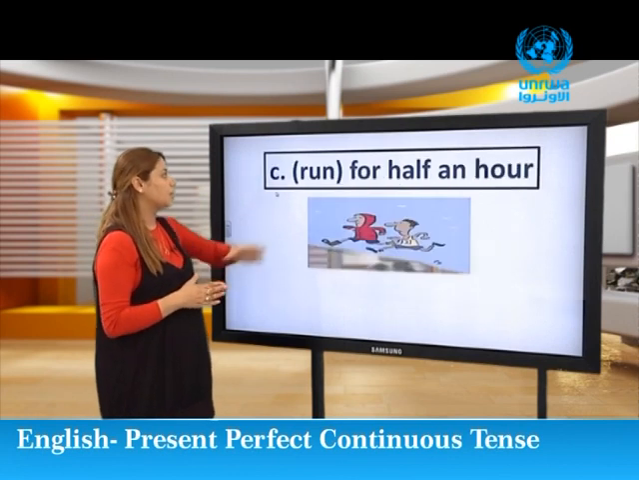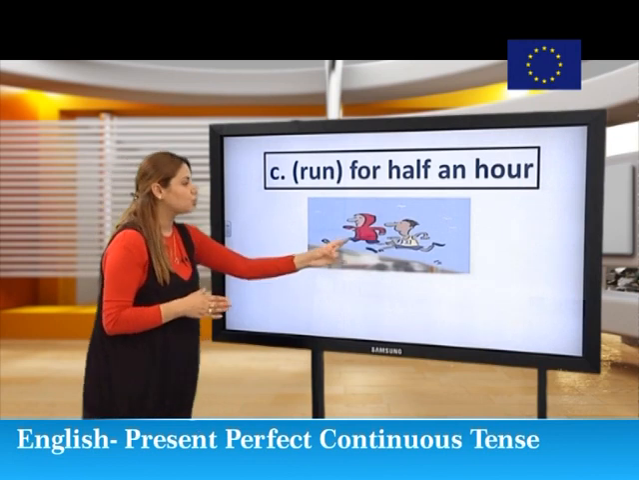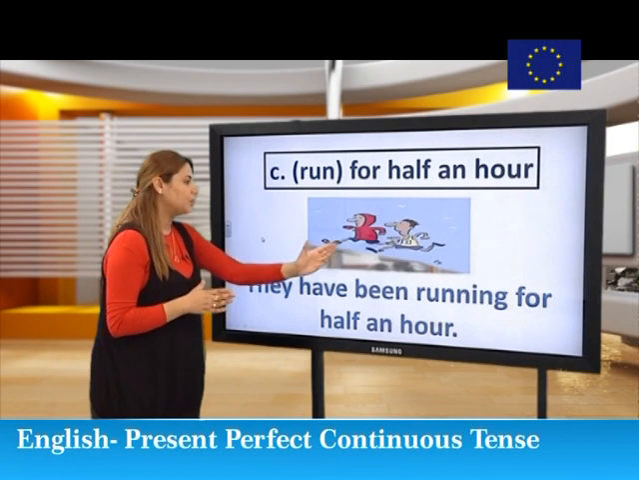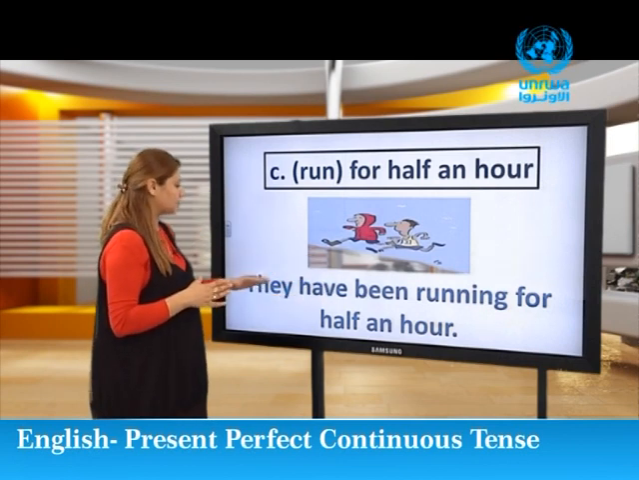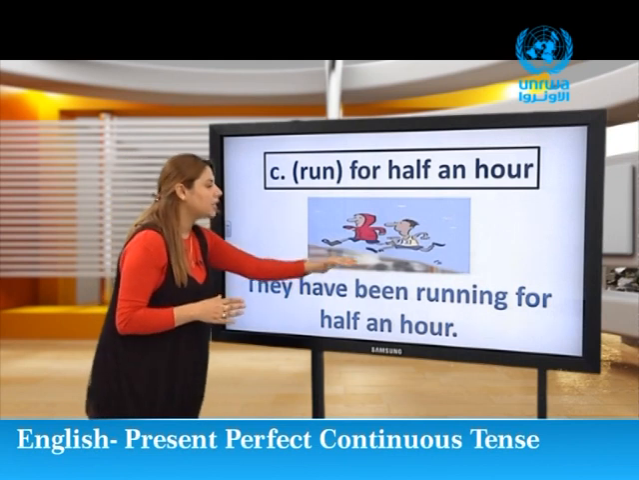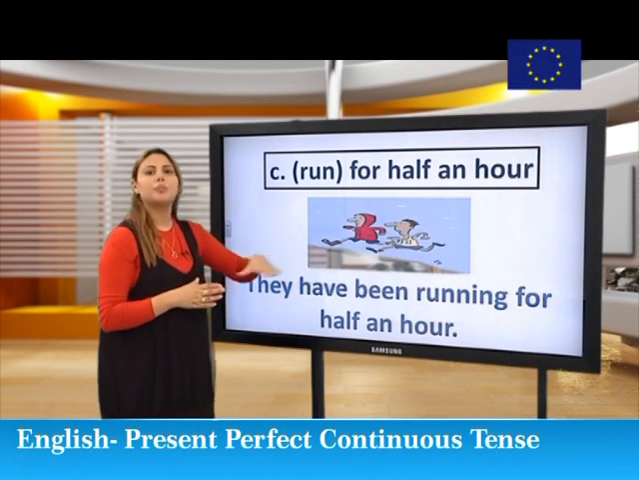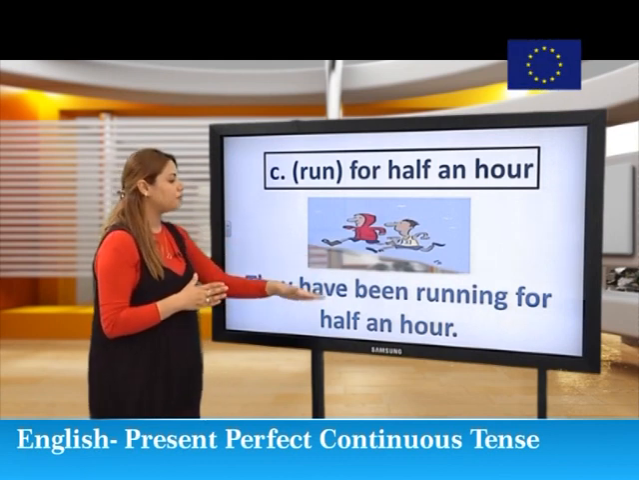Number 3, run for half an hour. Look at these 2 people. So they have been running for half an hour. They, the subject, have been running. Have, then been, then the present participle, which is running for half an hour.